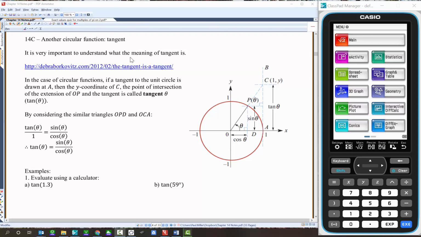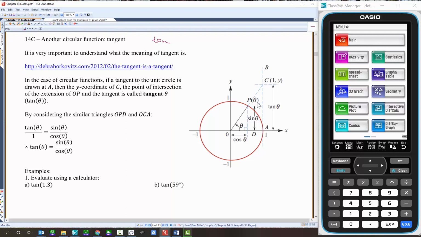Okay, in the first part of the lesson today, we'll quickly have a look at tangent, or as you'd be well used to seeing, tan. It's very important to understand what the meaning of tangent actually is. To understand how and why it behaves the way it does, you need to really get it, because it's an unusual function and has really unusual behavior. Sine and cosine have very predictable behavior, but tangent is, well, predictable, but can be very erratic.